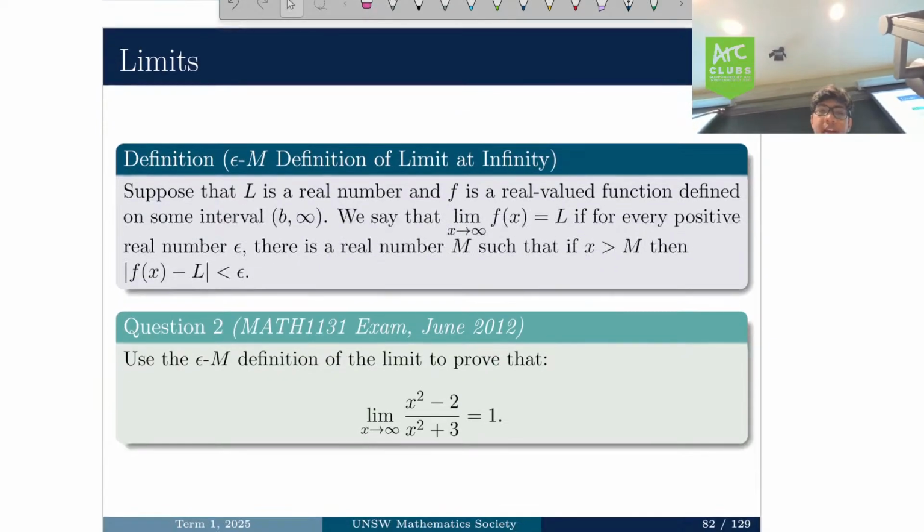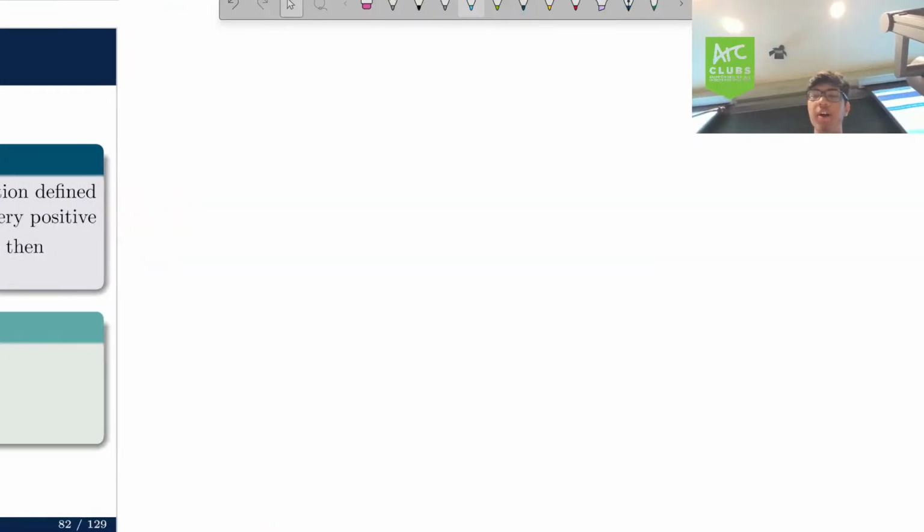The limit we're doing here is the epsilon-m definition of a limit at infinity. We say that if the limit of x tending to infinity for some function is L, then for every positive real number epsilon, there's a real number m where if x is greater than m, then this inequality is satisfied. Let's see what that means with a diagram, because there's a lot of words here.